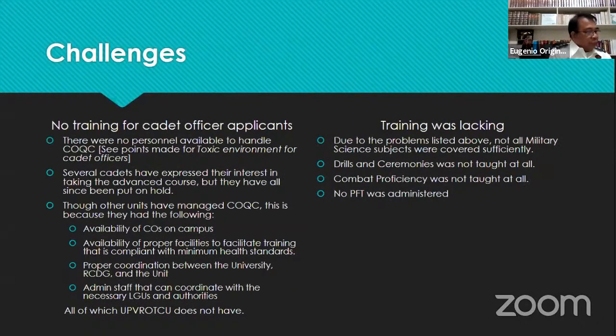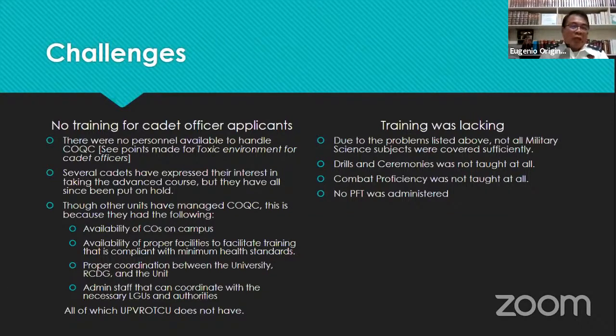There are practical instructions that are necessary to be taught to the cadets, like disassembly and assembly of 45 pistols, disassembly and assembly of M16 rifles, marksmanship, first aid, drill and ceremonies, company drill, platoon drill, squad, unit tactics, presentation of sponsors and camp visits, and fighting or marksmanship. We weren't able to do that because of this problem of no face-to-face learning.